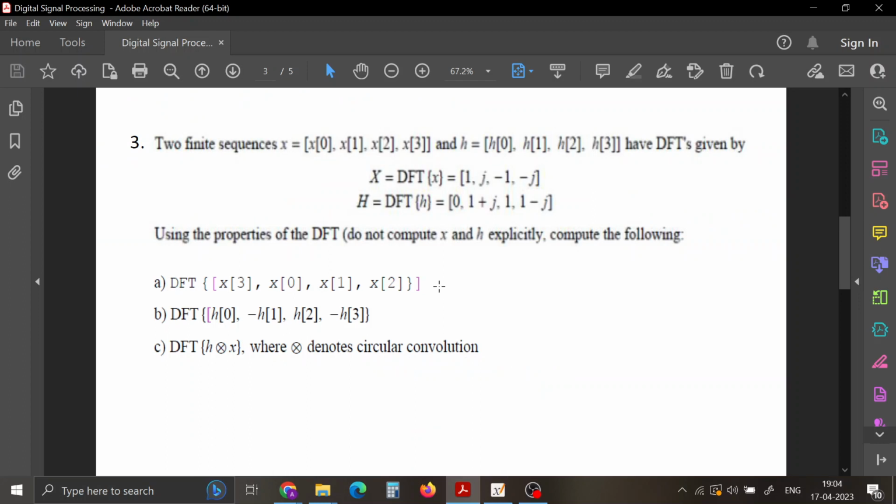Okay, so part A is done. The constraint given in the question is that we should not compute small x and small h explicitly by taking the IDFT or anything. We just use the properties of DFT, that's it.